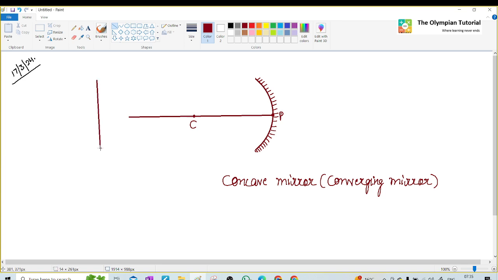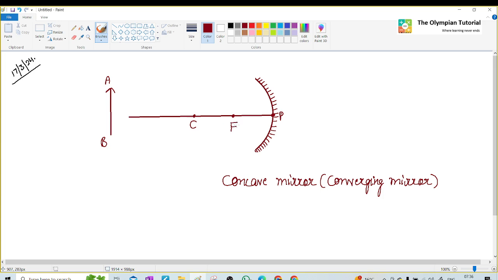This is the object, and students, make the diagram with proper measurement. If you want a concave mirror, you can make it with the help of a compass. Then you will accurately get the center of curvature, where the pointed portion of the compass is. It is the center of curvature. Between this part is the pole. When you join it, it is the principal axis, and you will show half of it. Make half of it with proper measurement.